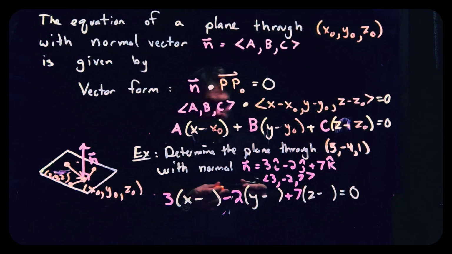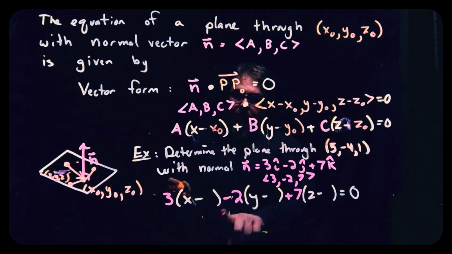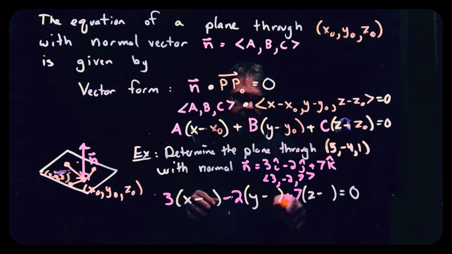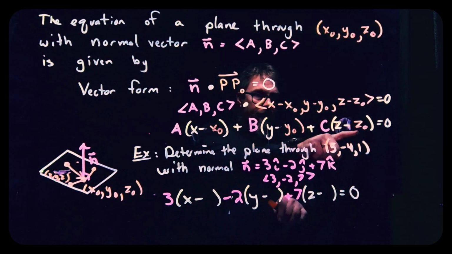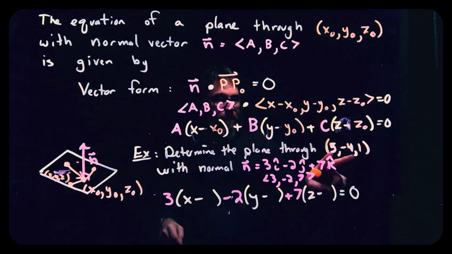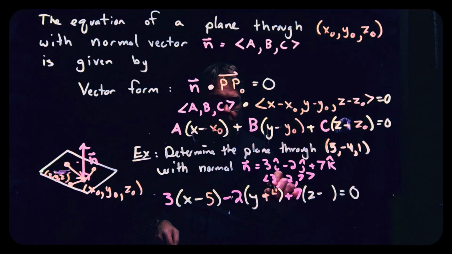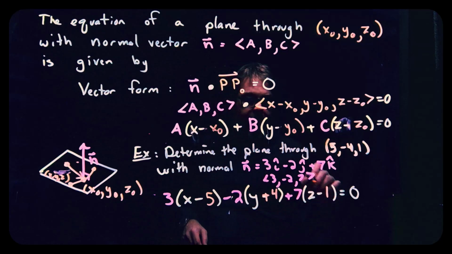Now, remember that our solution point for that plane is going to have to go in these missing locations, because that's your x naught, y naught, and your z naught, which is given by this 5, negative 4, 1. So this is going to be a minus 5, and this is going to be minus negative 4, so plus 4, and then finally minus 1.